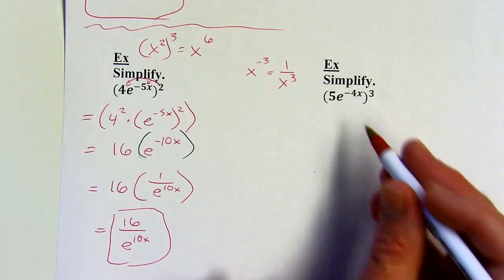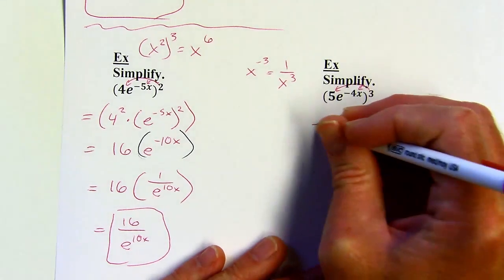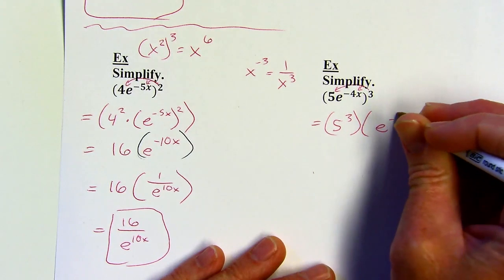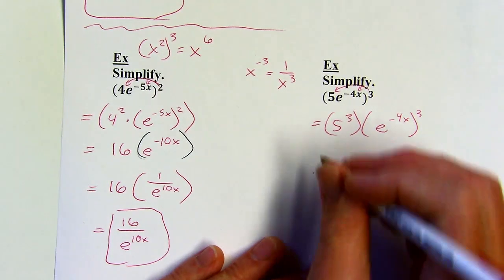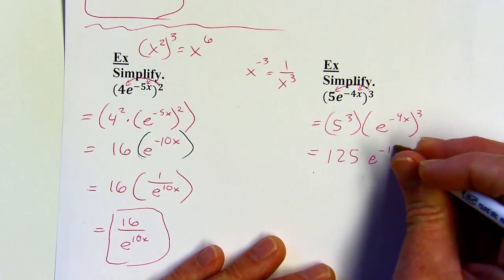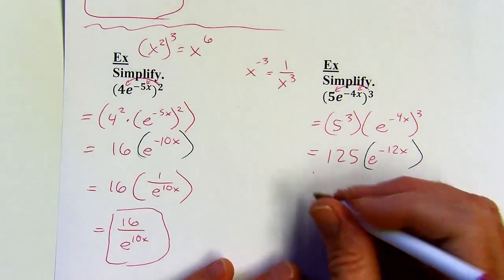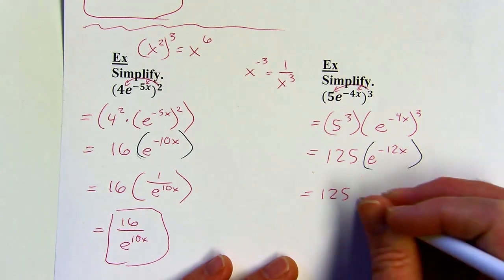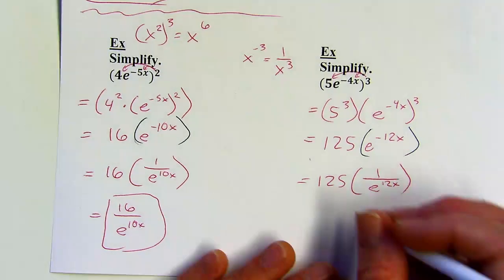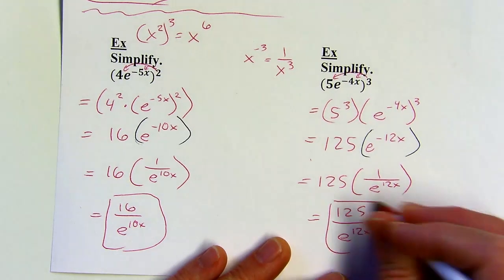All right. All right, so let's try it again here. So I'm going to distribute the 3 to both parts. So I've got 5 to the 3rd, and I've got e to the negative 4x to the 3rd, like that. Okay, so 5 to the 3rd is 125, and then I've got e to the negative 12x. Okay, so when I simplify this part, it's going to become 1 over e to the 12x. Okay, and then that's going to become 125 over e to the 12x. Again, I can't really simplify further because I don't know what x equals.